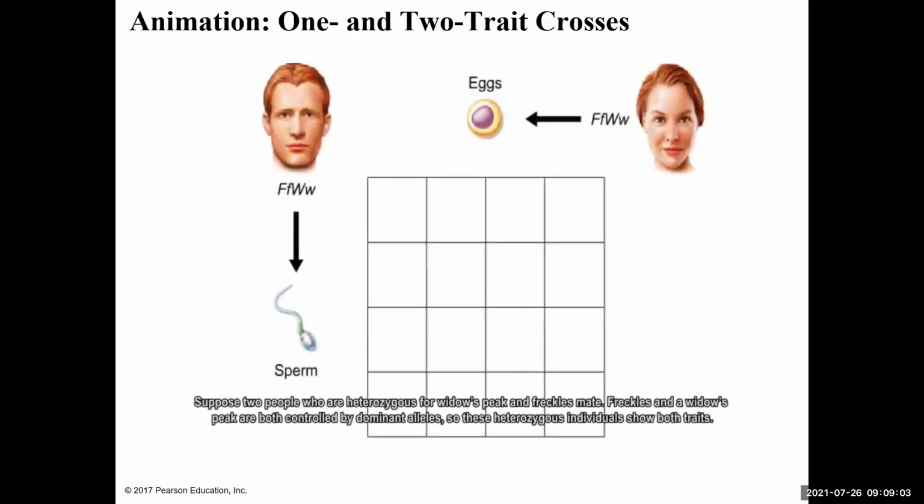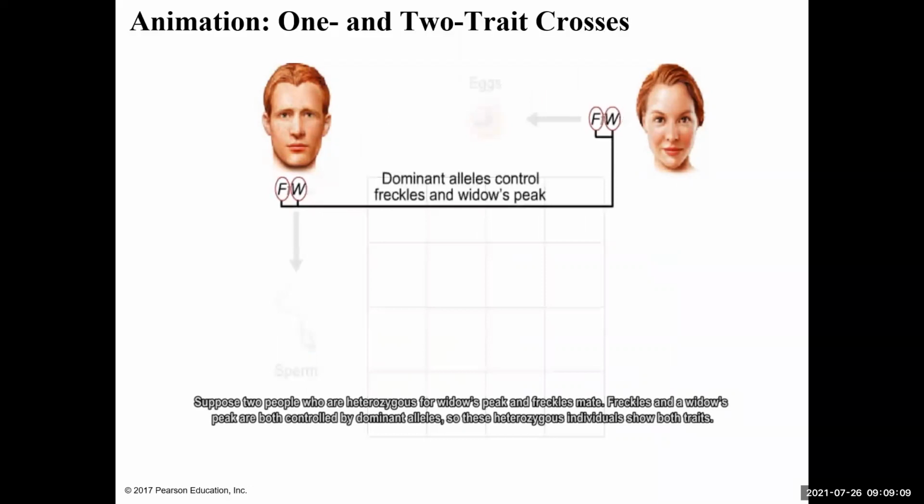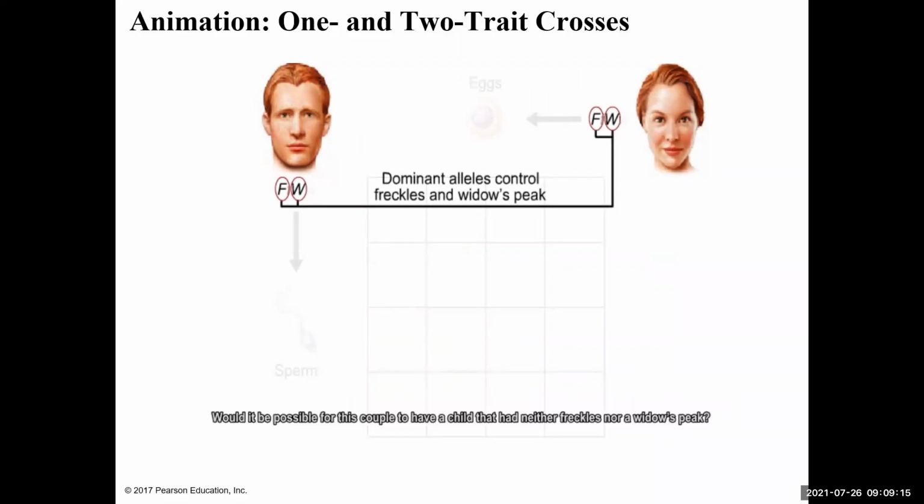Suppose 2 people who are heterozygous for widow's peak and freckles mate. Freckles and a widow's peak are both controlled by dominant alleles, so these heterozygous individuals show both traits. Would it be possible for this couple to have a child that had neither freckles nor a widow's peak?